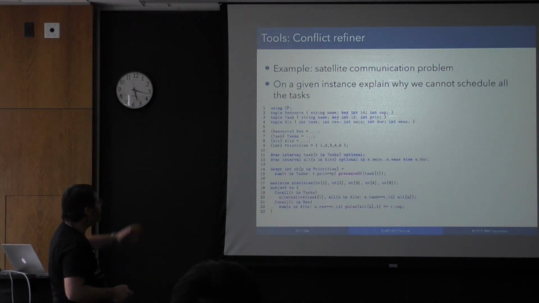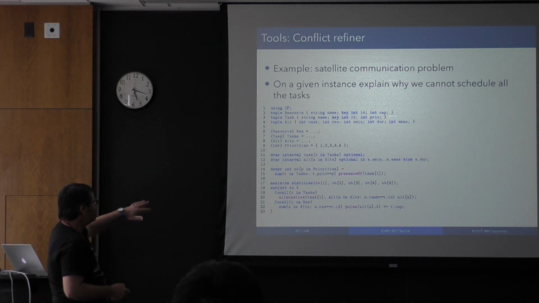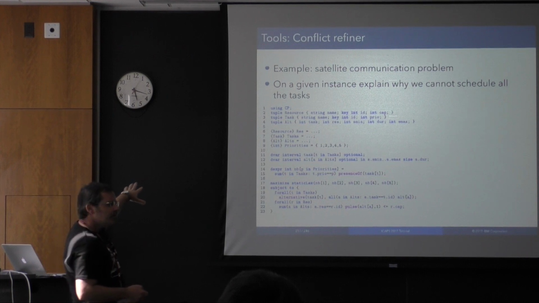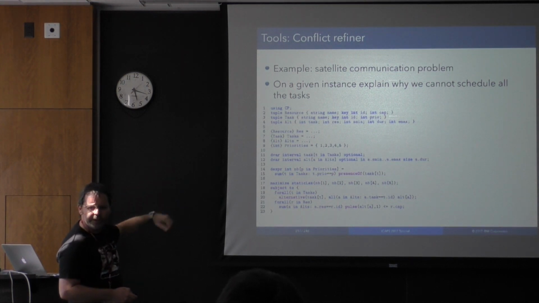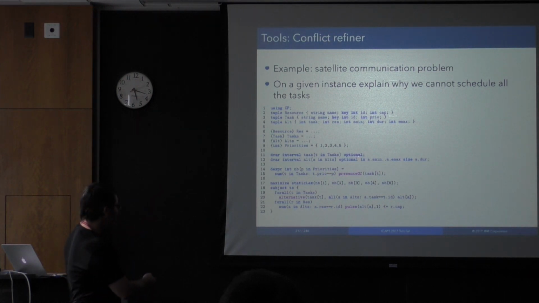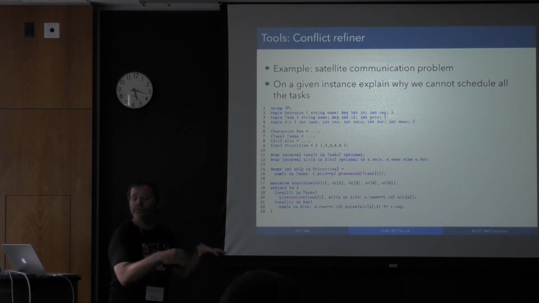I have an example on this. This is an example we have not seen, but this is a satellite communication problem. The one that I have shown under the different API in Python, OPL, and so on. This is another constraint problem where all the intervals are optional here. You see, you want to schedule as many tasks as possible.